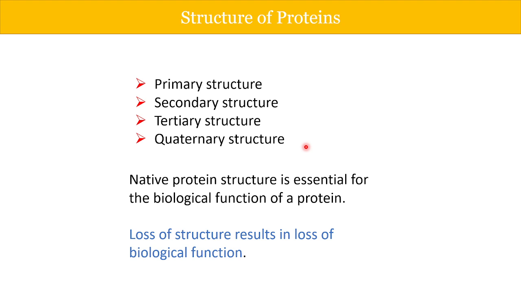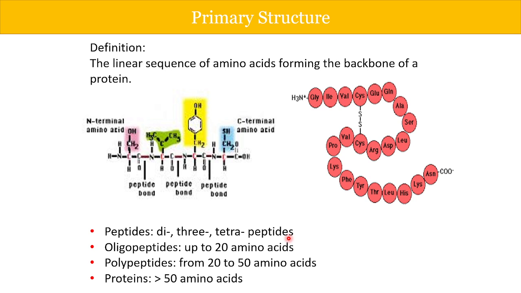So the structure of the protein you can categorize into four major structures, starting from the primary structure. Then it goes on to fold into a secondary structure, followed by the tertiary structure, and then you get a bigger domain where you have the quaternary structure. So the native protein structure is essential for the biological function of a protein. Loss of structure results in loss of biological function.